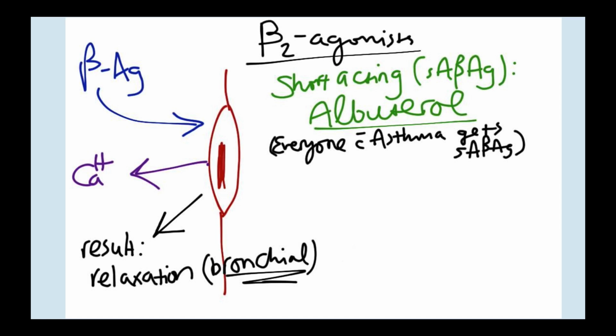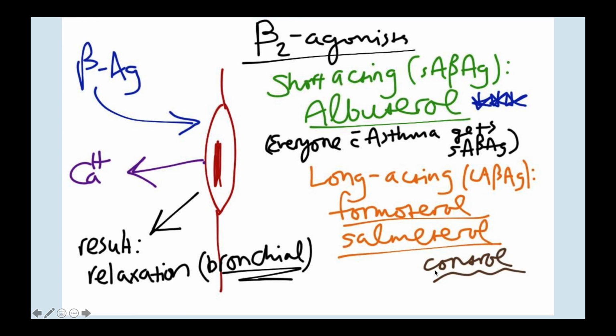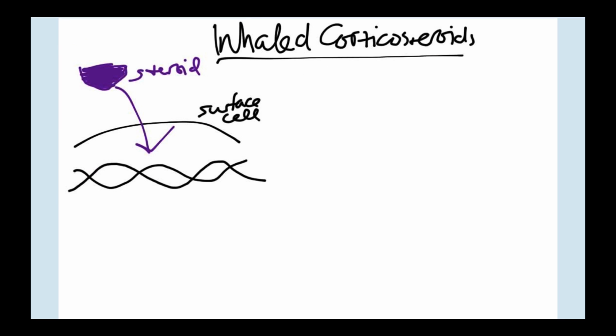So we have the short-acting beta agonists. The big one is albuterol, and remember, everyone with asthma gets albuterol. Long-acting beta agonists include formoterol and salmeterol. All right. So remember that the short-acting is a rescue inhaler. It's for a current episode. The long-acting are used for control, almost like prophylaxis, to get people through the day to prevent an episode from happening, or get people through the night as well.